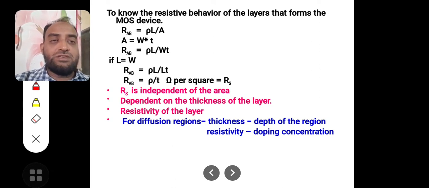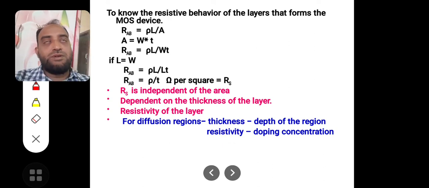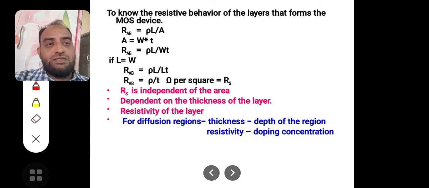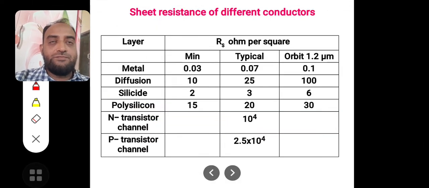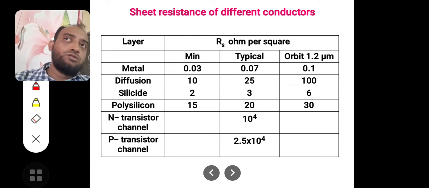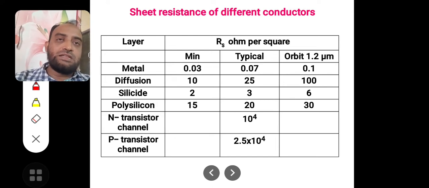For diffusion regions, thickness gives you the depth of the region. Thickness can be altered by the depth of the region, and resistivity can be altered by the doping concentration. If you dope it highly, a highly doped material will have less resistance. Low doping gives you large resistance.